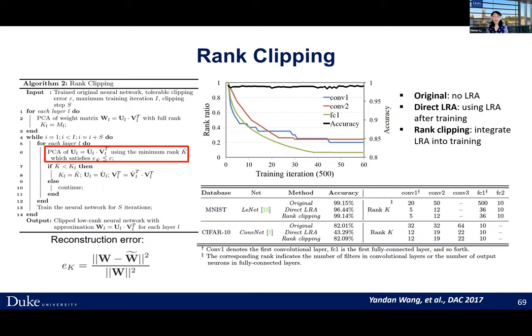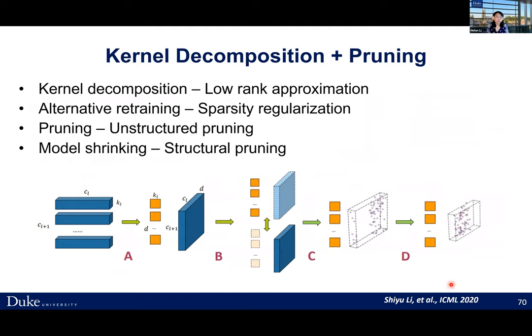In fact, we also have an approach that combines the compression techniques all together. For example, our work at ICML 2020, we call it Penny. It divides the entire operation into four steps. Step A is kernel decomposition, using low rank approximation, as I mentioned previously. And step B is alternate retraining, integrated with sparsity regularization.